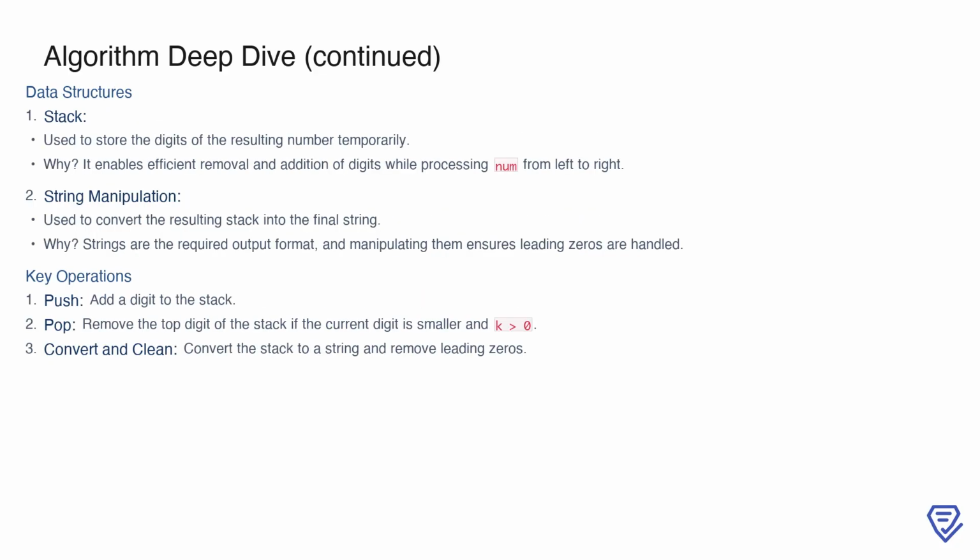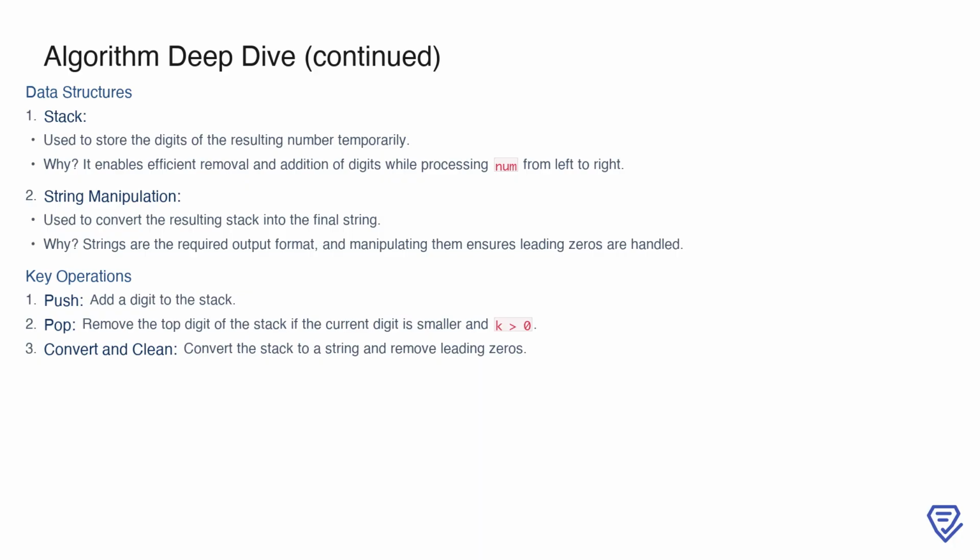To implement this algorithm, we rely on two primary tools, the stack and string manipulation. The stack is used to store the digits of the resulting number temporarily. It enables efficient removal and addition of digits as we process the input from left to right. By maintaining order and allowing us to remove undesirable digits, the stack ensures that the resulting number is minimized. Once the digits are finalized in the stack, we use string manipulation to convert the stack into the required output format. This involves simply joining the digits together and removing any leading zeros to ensure a valid result.